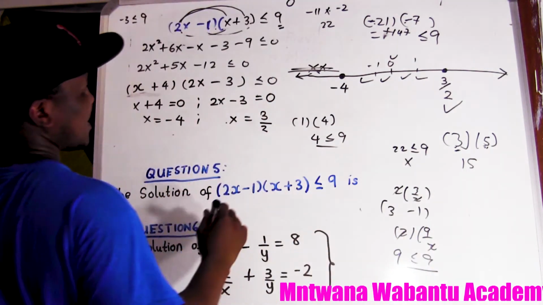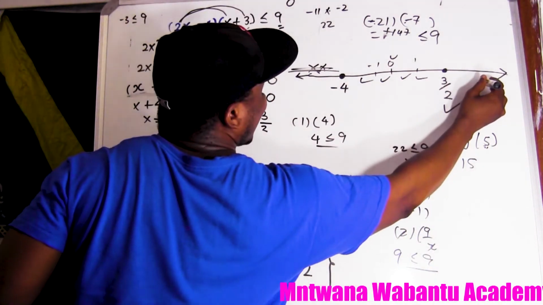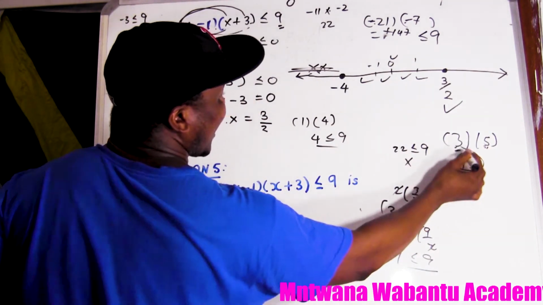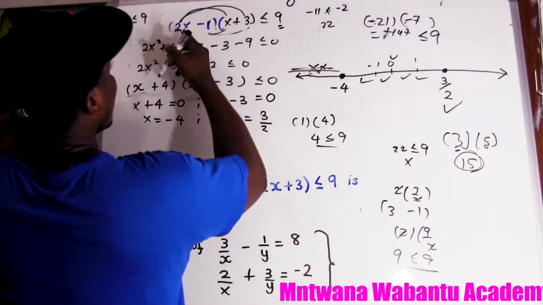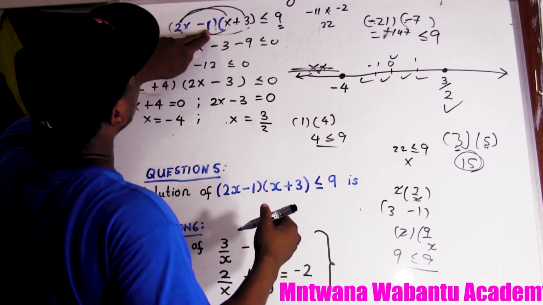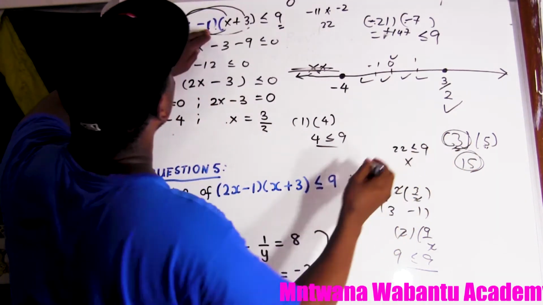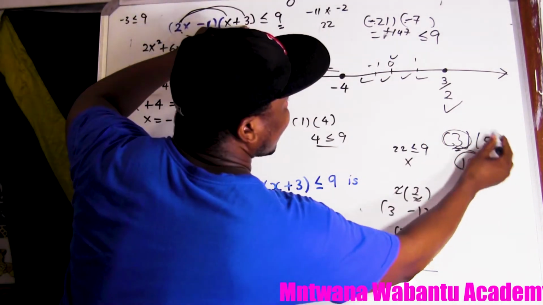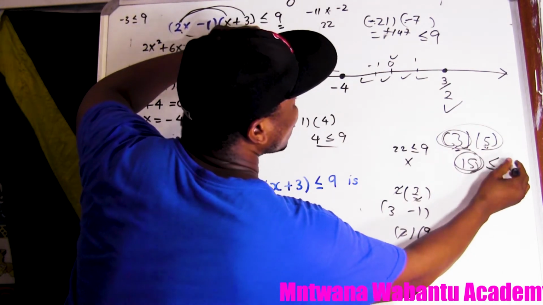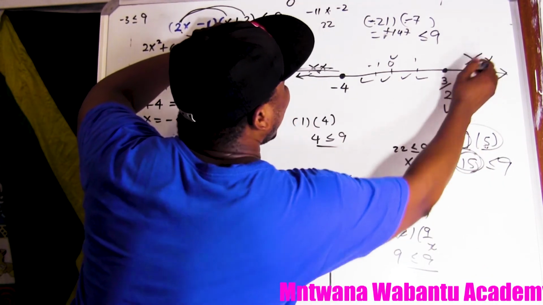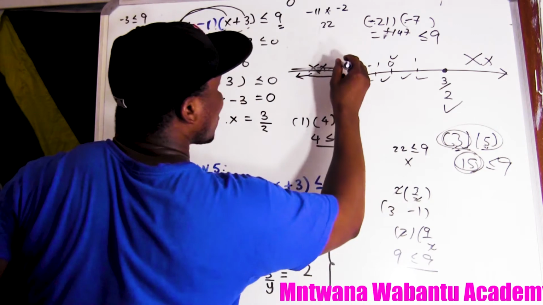Oh no, I think I'm going to make a mistake. Okay, it's 15, right? Yeah, it's 15. It's fine. 2 times 2 equals 4, 4 minus 1 equals 3. So 3 times 5 is 15. It's 15. Less or equal to 9? No, it's not true. So we see any number after this is not true. So the only truth is here.